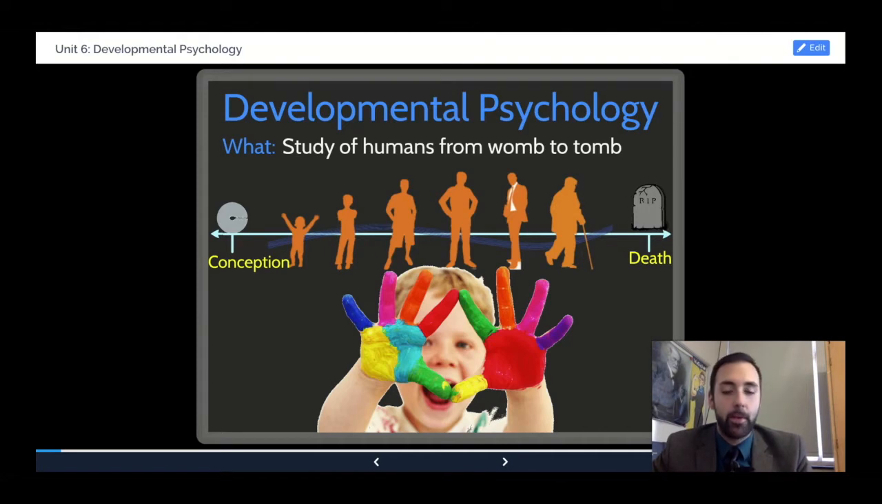the way through death. We're going to be talking about how cognitive skills develop, how social interactions affect our development, how our morals potentially develop. We're going to be talking about the maturation of motor skills or movement. We're essentially going to be tracking how humans shift from the moment of birth all the way up to the moment of death.